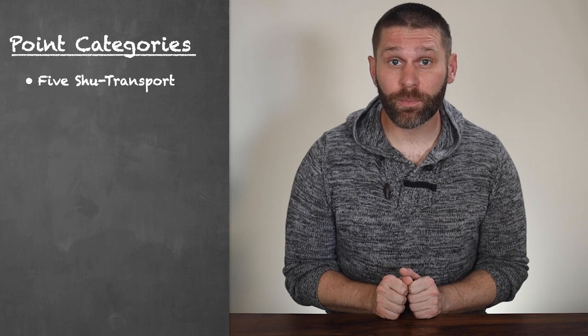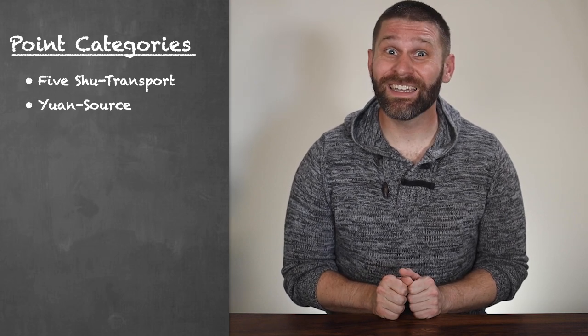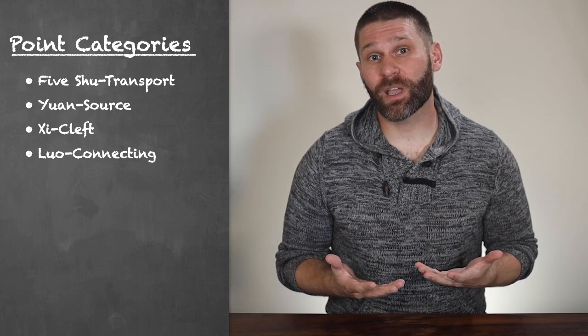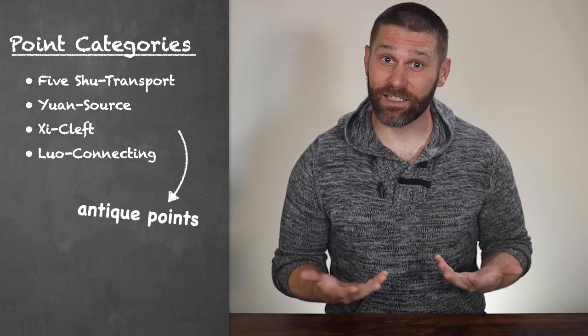In this video, we are going over point categories, specifically 5 Shu-Transport points, Yuan-Source points, Xi-Cleft points, and Luo-Connecting points. These are also sometimes collectively known as the antique points.